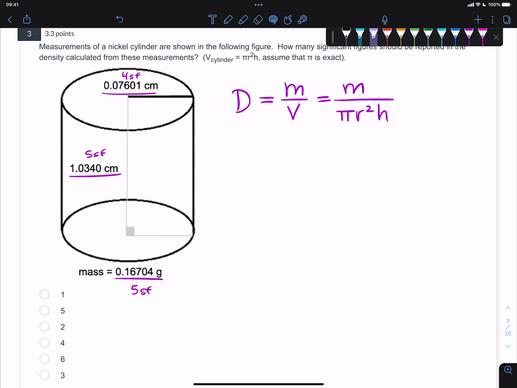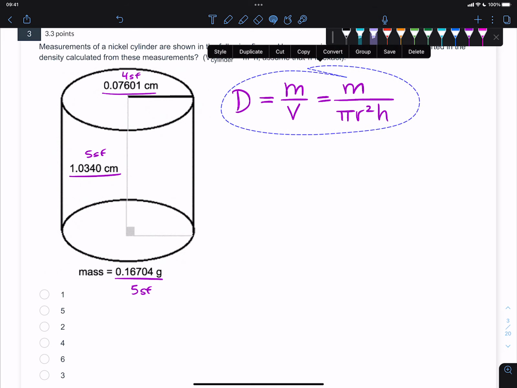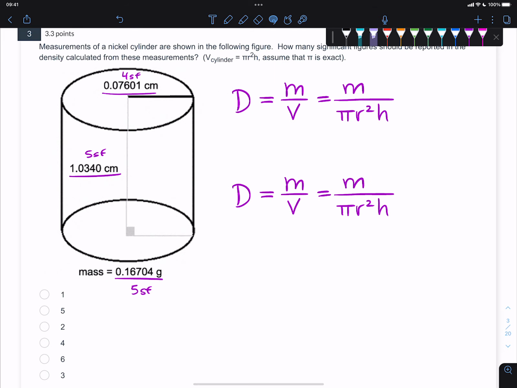Duplicate is one of my favorite tools. So I'm going to replace these values with how many sig figs there are based on what we have here. The mass has 5 sig figs. The pi is just pi. The radius has 4 sig figs. These are not values, by the way. Just want to make sure that's clear. And then the height has 5 sig figs.